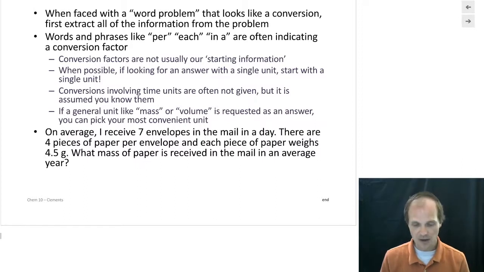So sometimes conversions involving time and things like that aren't given, but I do expect you to know how many minutes there are in an hour, how many seconds in a minute, and things like that. And so that's why I don't give them to you. Units like mass or volume, when they're requested as an answer, instead of specific things like milliliters or grams, you get to choose.